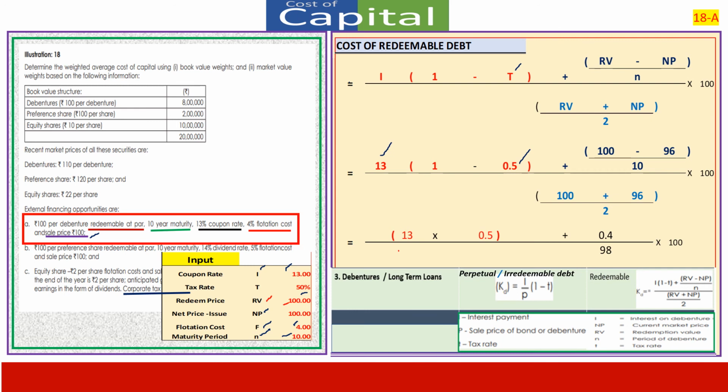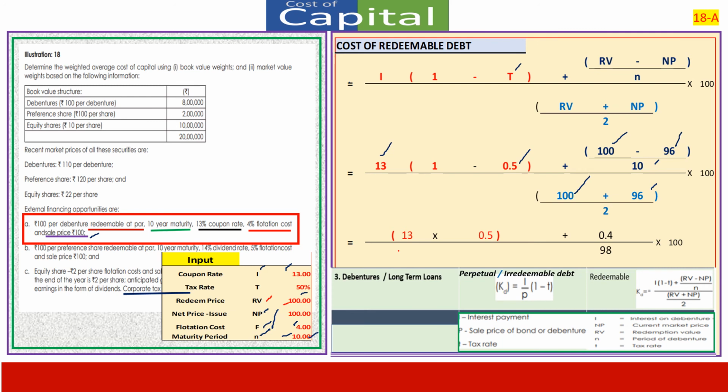RV is 100. We put RV as 100. NP minus flotation, we have to take net of it. 100 minus 4 is 96. N, duration is 10. Put 10 here. And RV, 100, 96. Instead of minus, you plus here to get the average investments.